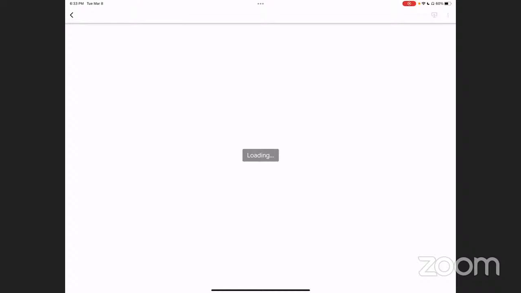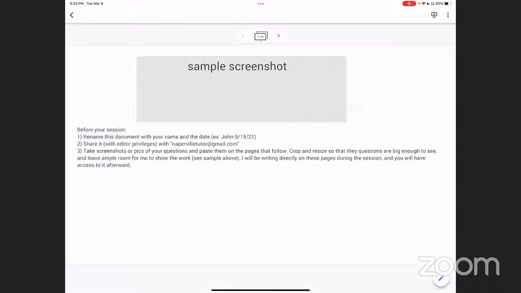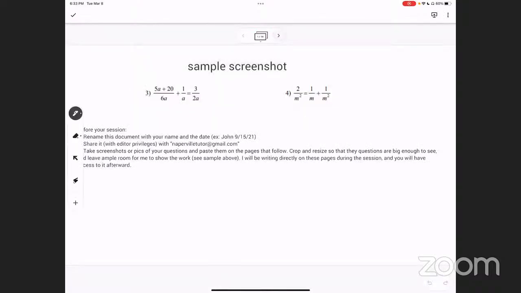I'm not sure why this is taking so long. It usually doesn't take quite this long. How many pages do you have filled up on this thing? 7. Oh, that shouldn't be the problem. There we go. All right.